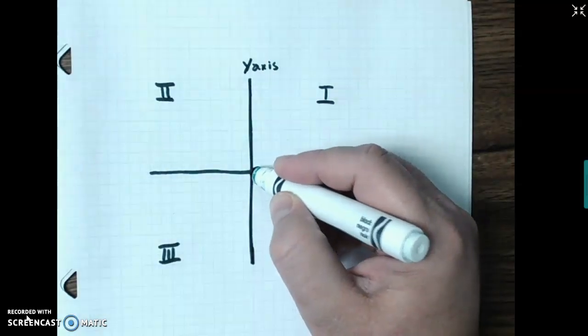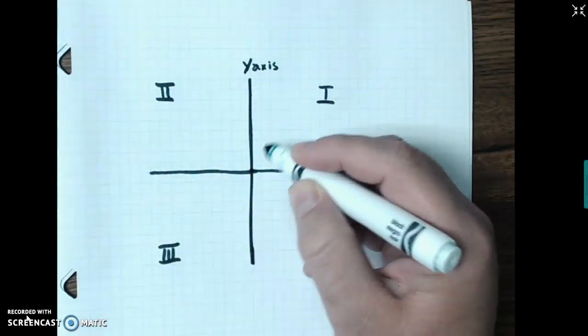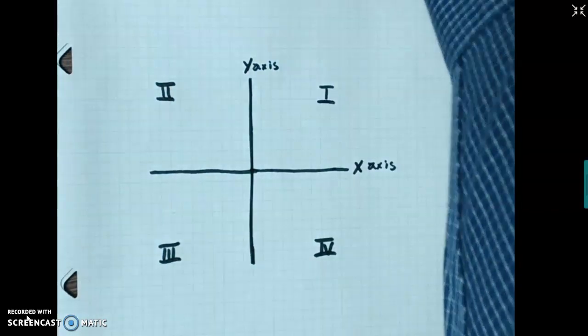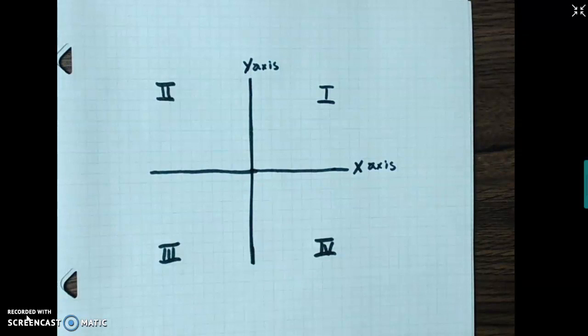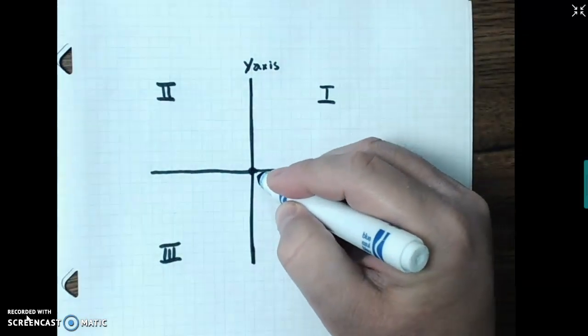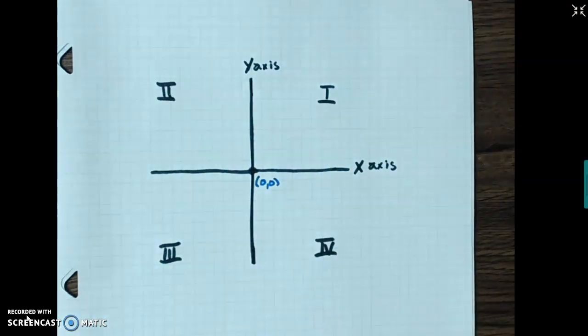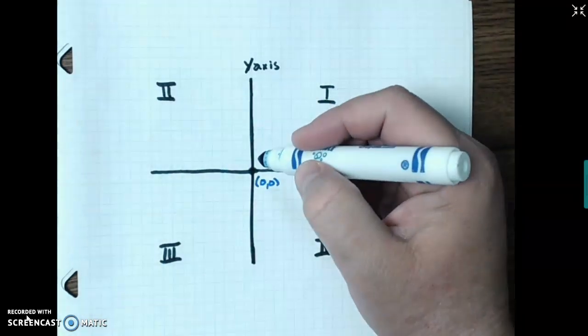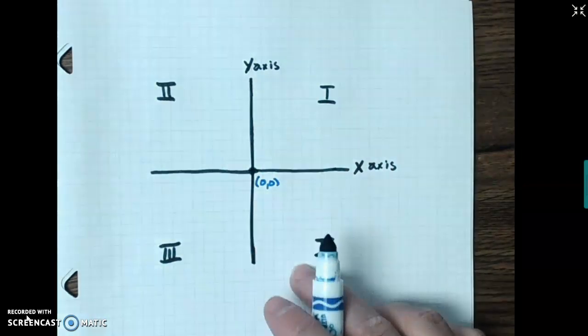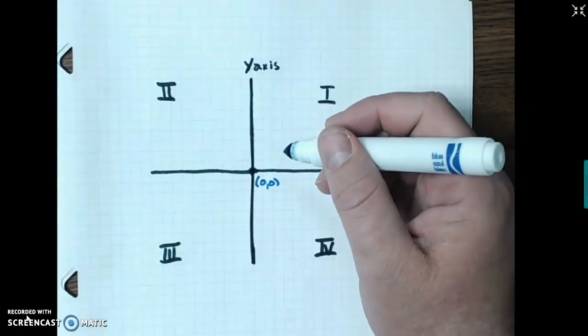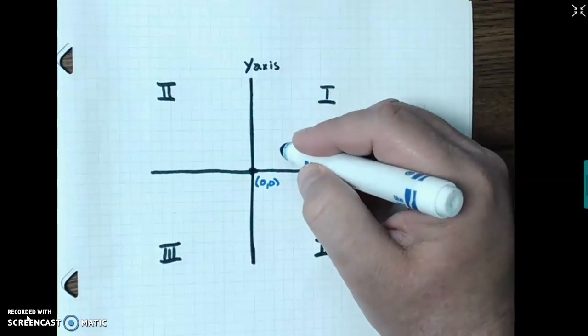We need to remember how we plot points. The point in the middle where these two intersect is called the origin. I'm going to do this in a different color so we can see it a little bit more clearly. This is the origin, and it has the coordinates of 0, 0. And again, I'm going to plot only in quadrant 1 right now because that's going to make this easier.